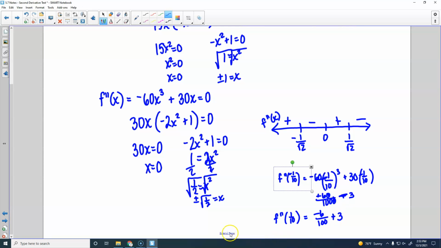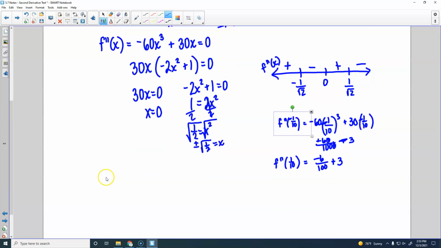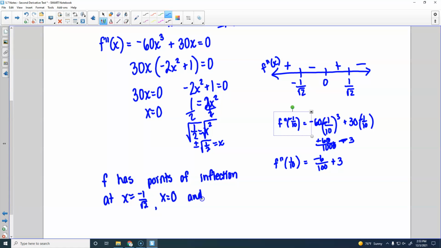So for points of inflection, we would say f has points of inflection at x equals -1 over root 2, x equals 0, and x equals +1 over root 2, because f double prime of x changes signs.